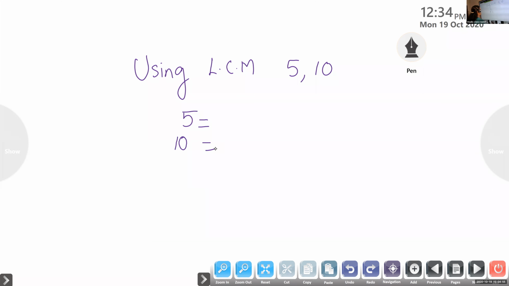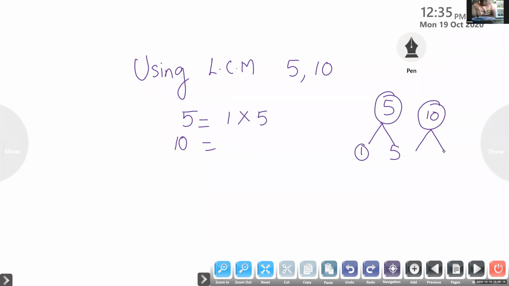Yes, Manu? 5. How can we write 5? 1 into 5. Yes, 1 into 5. What about 10? 5 into 2, 10. Okay, 2 into 5. And are they prime numbers? Yes, ma'am. So we can write 2 into 5.